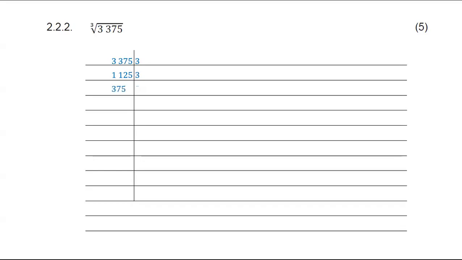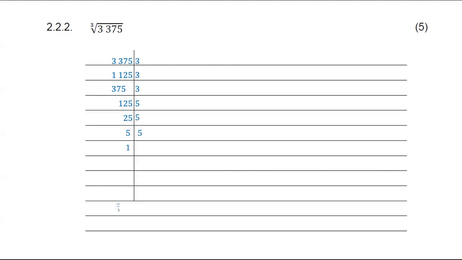3 again. It'll give you 125. 3 again. It doesn't work this time. Let's move to the next prime, which is 5. 125 divided by 5 is 25. Divided by 5, it is 5. Divided by 5, it is 1.